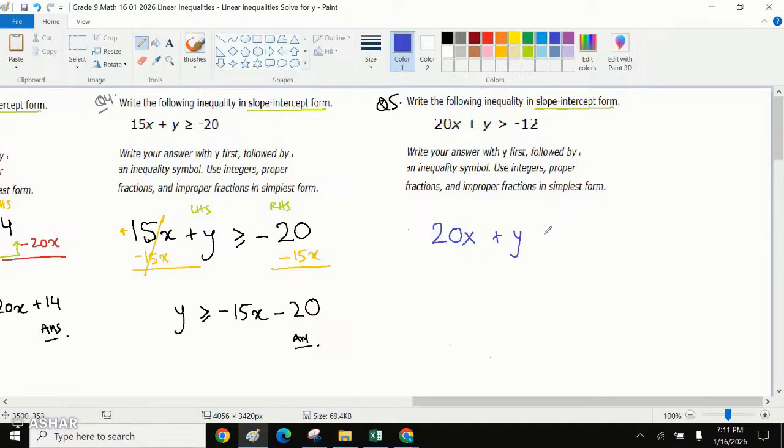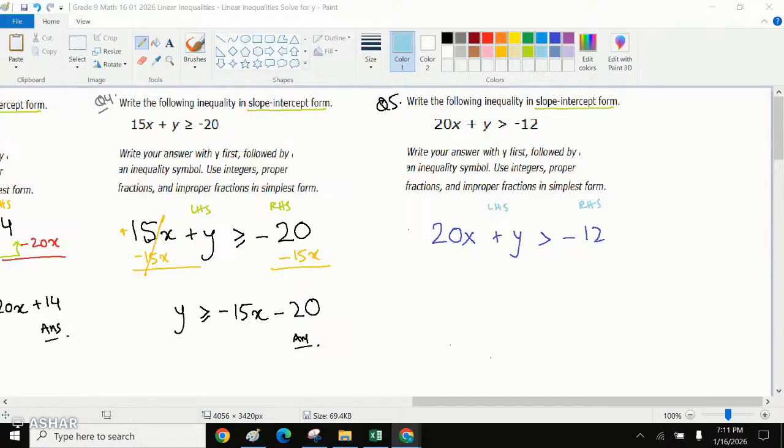Y is greater than negative 12. This is the left hand side. You don't have to write LHS and RHS. LHS means left hand side of the inequality, and RHS would be right hand side, right? So I'm labeling it for you people, okay?